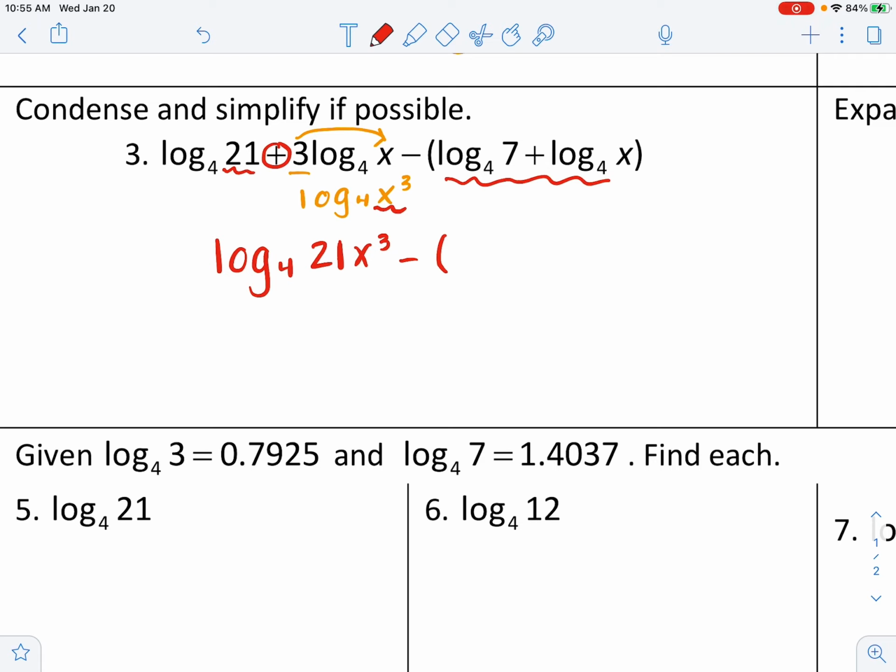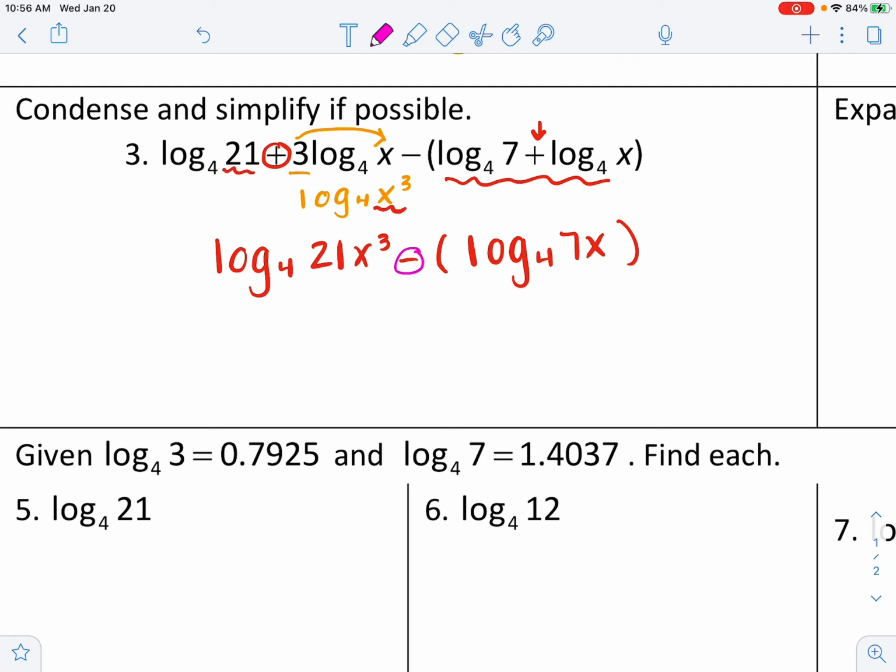Just like order of operations, we simplify what's in parentheses before we put it with everything else. So I can simplify these 2. They are being added. So again, when we condense, we multiply. It becomes log base 4 of 7x. All right, now I'm down to just 2 logs. I have the first log minus the second.